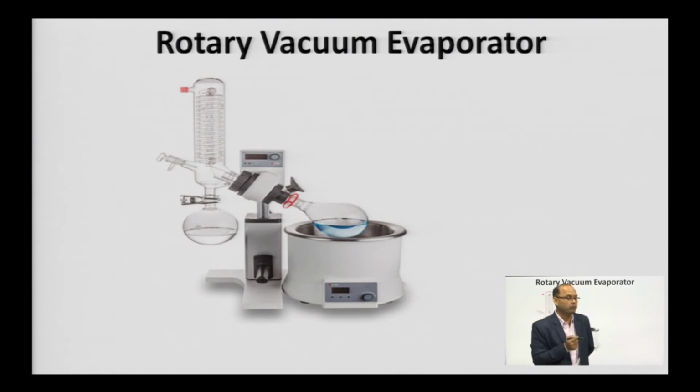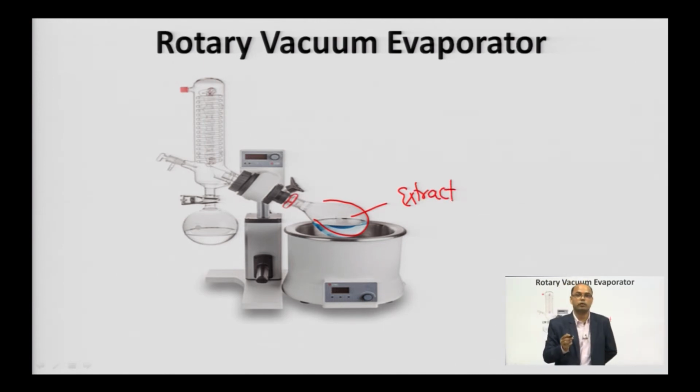This is the rotary vacuum evaporator. We have also discussed the use of this rotary vacuum evaporator. This is the round bottom flask. The extract which we have to evaporate is put in this flask along with the solvent. We want to evaporate the excess solvent from this extract. So this instrument is provided with a mechanism of rotation.